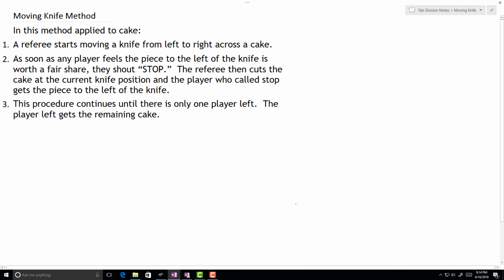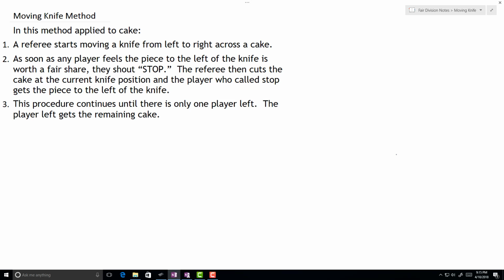I really just need to talk about the moving knife briefly. It'll be a little tough because you can't see all my hand motions as I explain. With a moving knife, we're doing an example here with a cake. The example in the text had dividing up the state of Washington for sales. You would have one person be a referee, and you can have as many players as you like. The referee will start moving the knife from left to right across the cake. The first person to yell stop gets the share to the left of the knife.